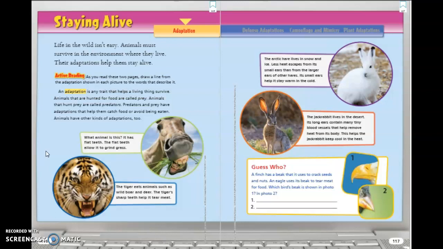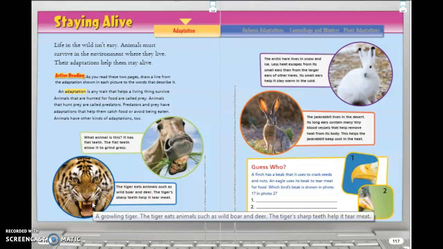Okay, now we're going to be doing that active reading part where you're going to be drawing the line from what the adaptation is. So what animal is this? It has flat teeth. The flat teeth allow it to grind grass. So what's the adaptation that helps this animal? You should be drawing a line from flat teeth right here to the horse. So right to the horse's flat teeth. Okay, next picture we have here. The tiger eats animals such as wild boar and deer. The tiger's sharp teeth help it tear meat. So what's the adaptation that helps it eat? So you should be drawing from sharp teeth to the tiger's fangs.